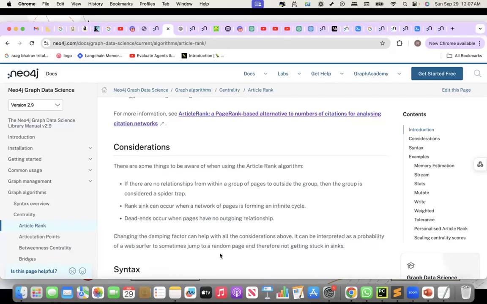If you take too low a value, that's not good. If you take close to 1, that is also not good, right? Usually the value taken is 0.85. I think that's a learned number, that it has been seen that 15% of the time people will surf to a random page. The damping factor is used to take care of these three types of considerations, right?